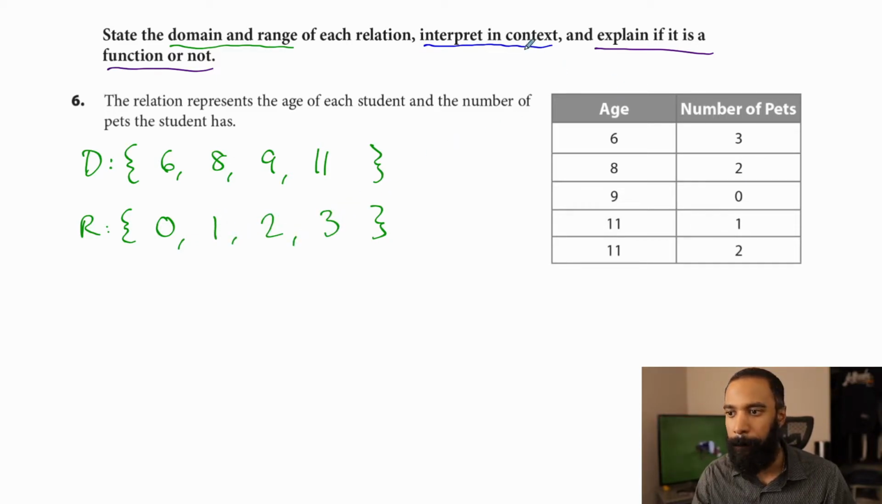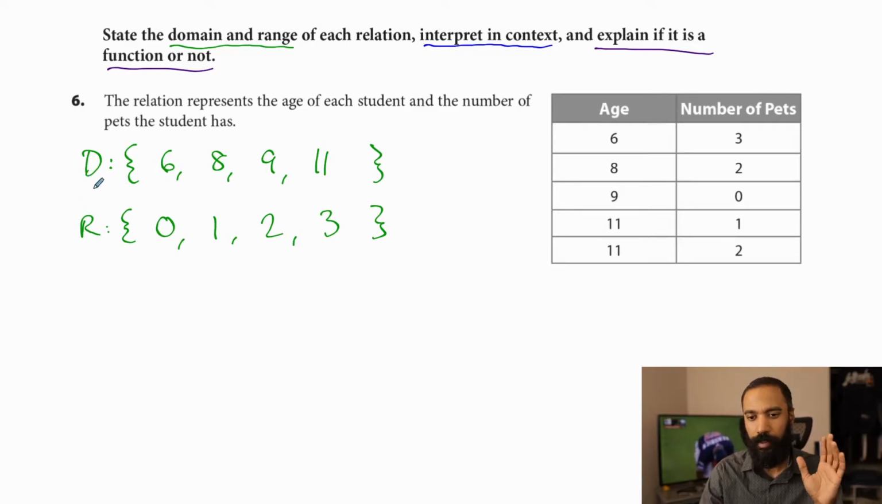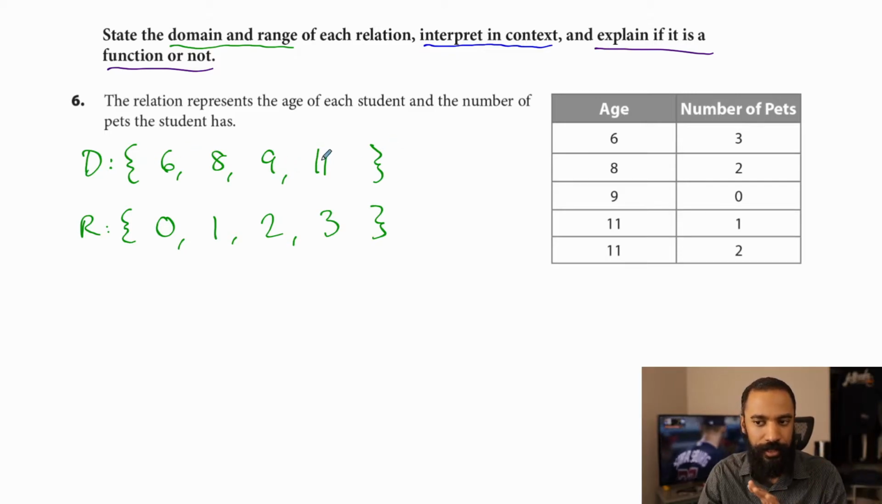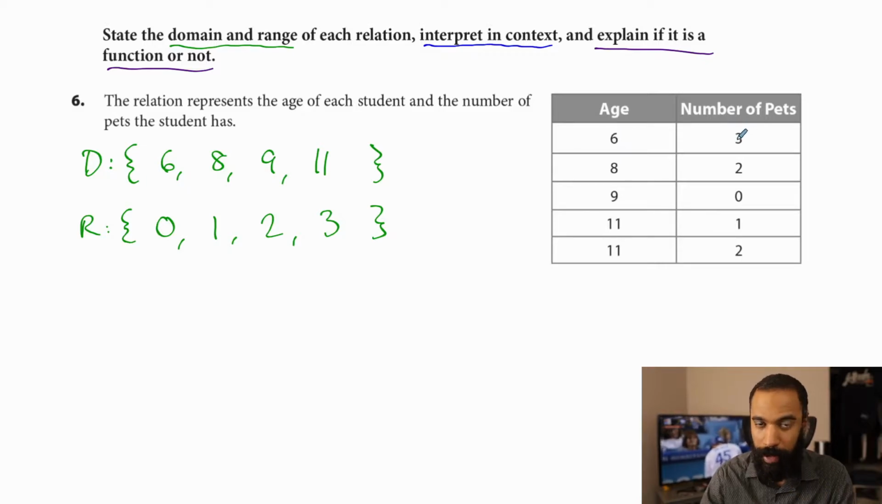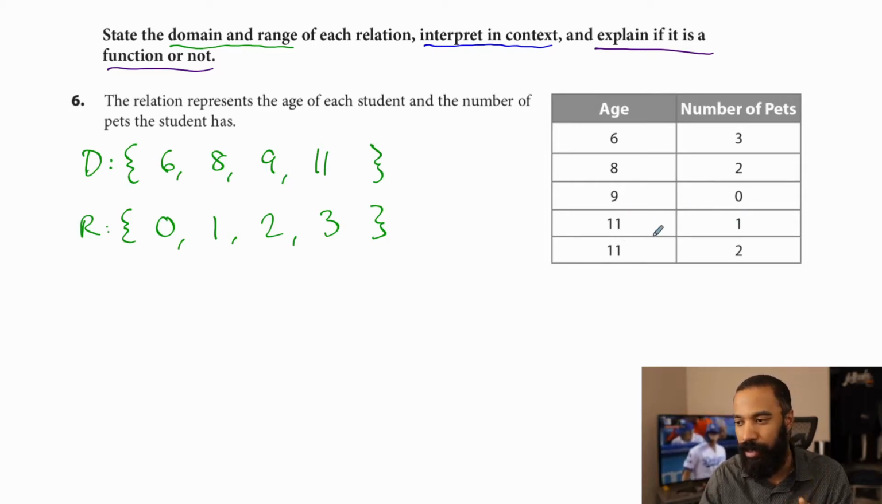Looks like no mapping diagrams here. Interpret in context. Now, I'm trying to decide if they're asking about interpreting the domain and range in context. Maybe. The domain represents all the different ages of the students that appear here. The span from 6 to 11: 6, 8, 9, and 11. And in context, the number of pets that are possible here are 0, 1, 2, or 3. That's my interpretation. I hope that that's what they're saying here. For the table, a 6-year-old has 3 pets. An 8-year-old has 2 pets. A 9-year-old, etc. Now, there's an 11-year-old that has 1 pet and another 11-year-old that has 2 pets.